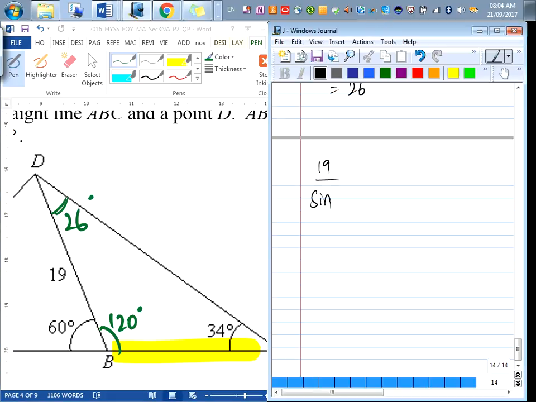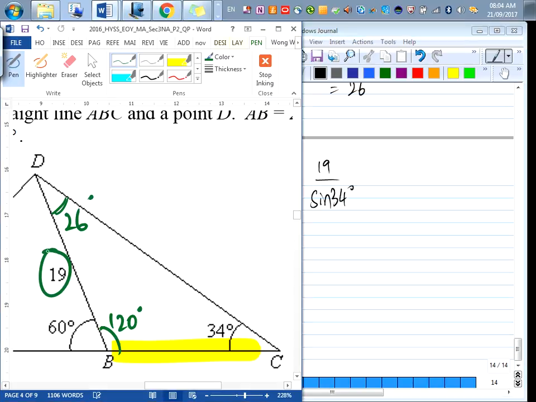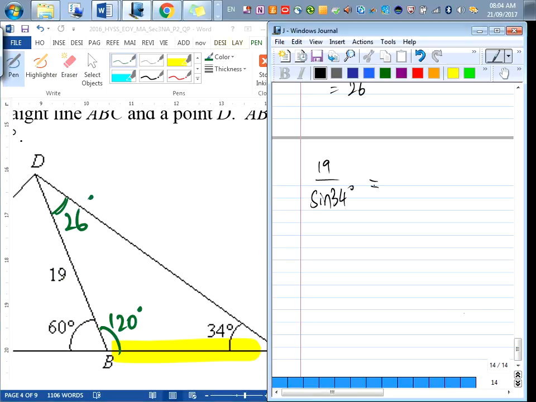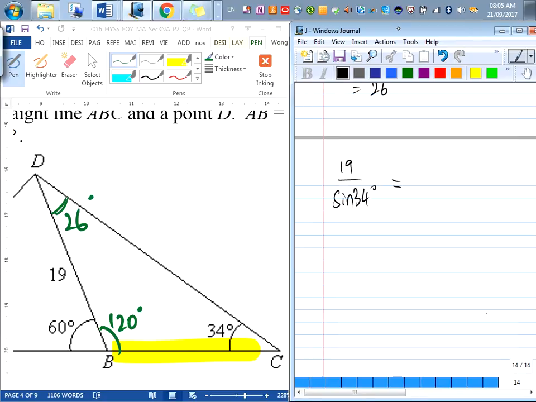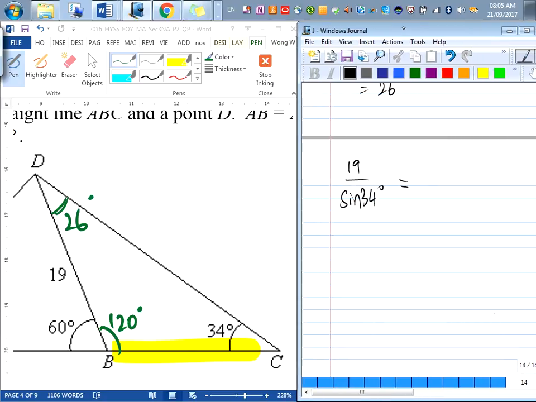Over sine 34 degrees. Okay, good. She identified one side and its opposite angle. So yes, 19 over sine 34. What is this equal to? I want to find the yellow color line. So what do I do next?